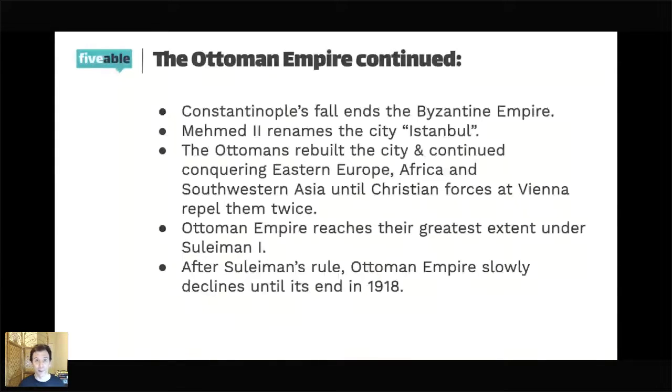So let's keep going with the Ottoman Empire continued. Constantinople's fall ends the Byzantine Empire. That is it. 1453, it is done. Mehmed II renames the city Istanbul, and the Ottomans are going to rebuild the city.